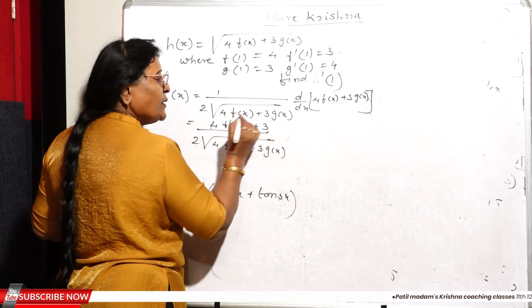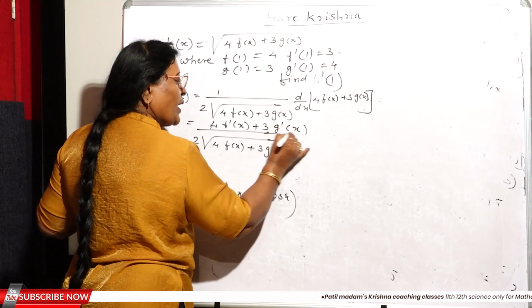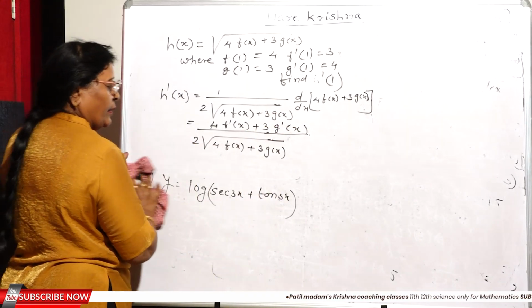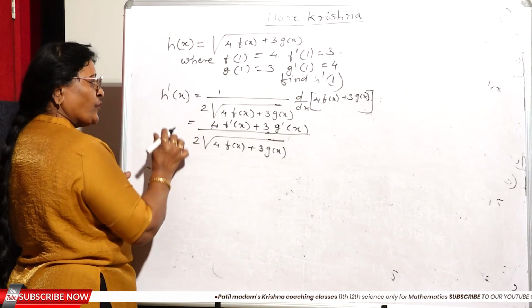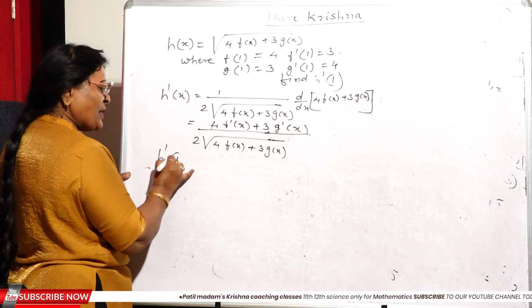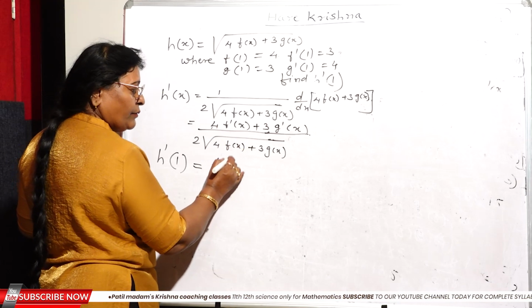Again 3 remains as it is. What is the derivative of g of x? That is g dash x. Therefore here again, you want to find out h dash 1, so x is replaced with 1. Here also in the result you have to replace x with 1.